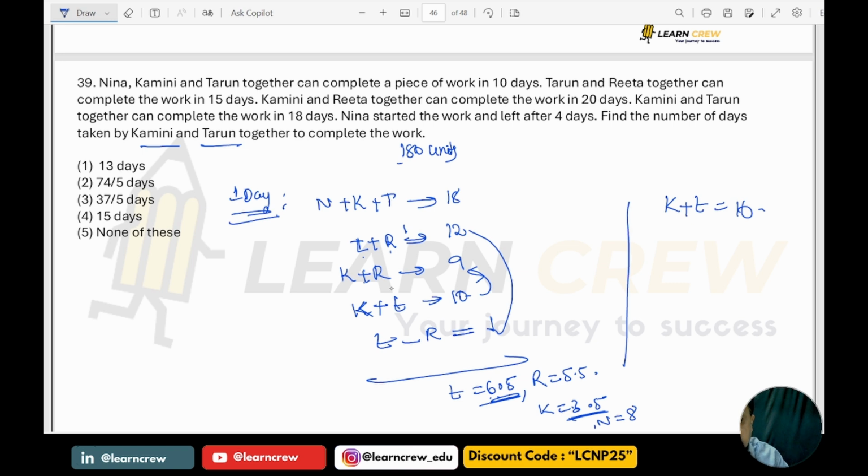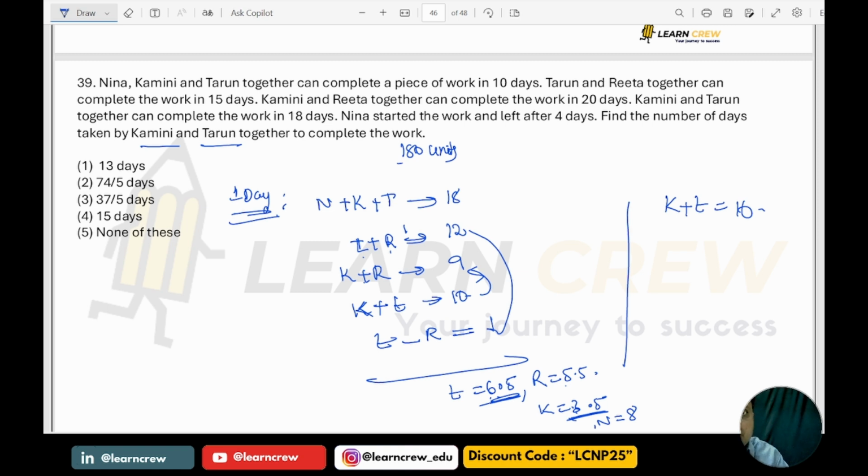It is given that Tarun and Rukmini together 12, so 6.5, 5.5. And K plus R is 9. K plus R is 9 means it is 5.5, so it is 3.5. So K, am I correct or not? K plus T is 10.